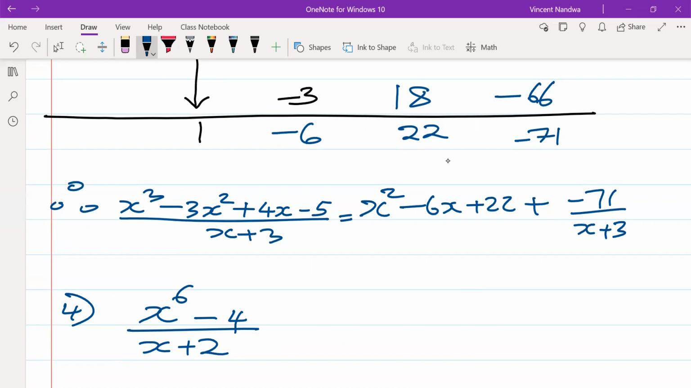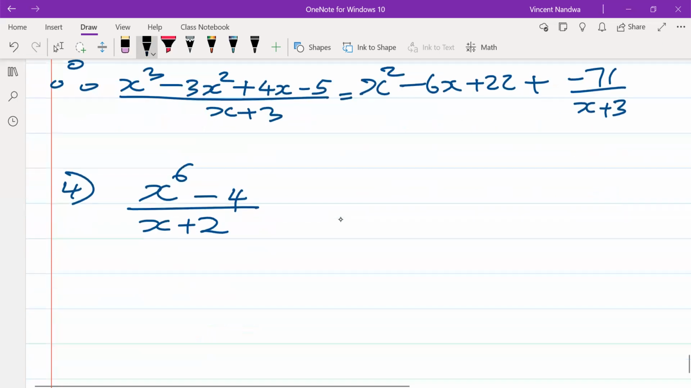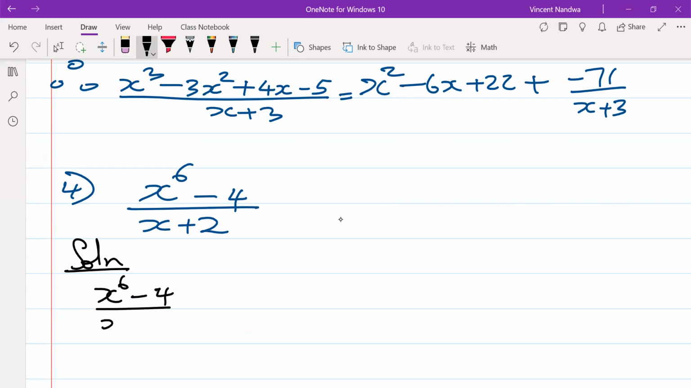Okay, what's the trick here? The trick here is to check on the coefficient. So how do we write the polynomial x power 6 minus 4 over x plus 2? It will be writing plus the coefficient. So I want you to give me the first step.